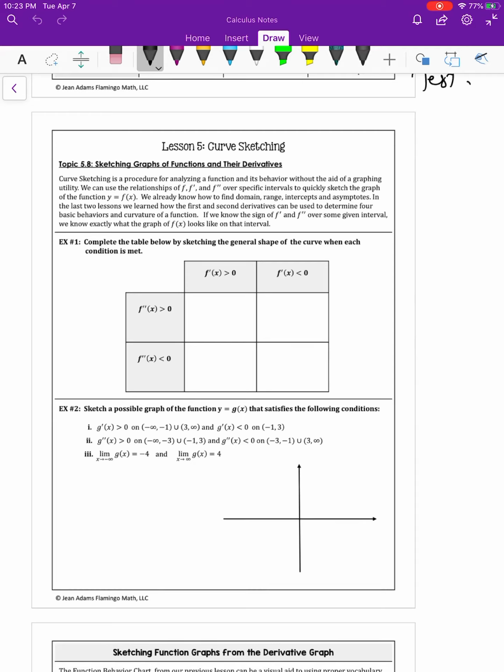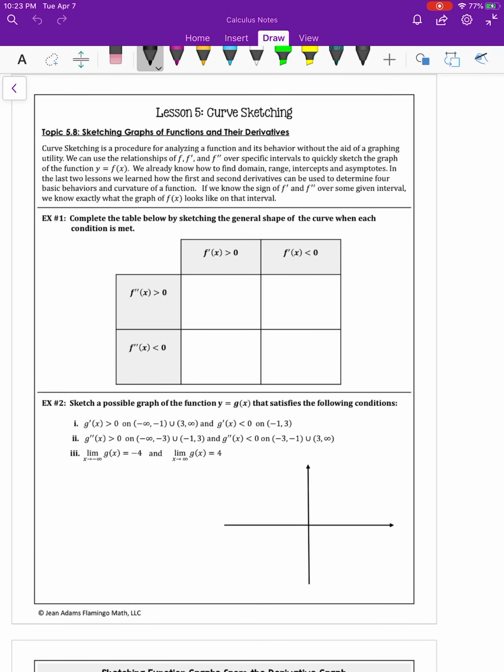Lesson 5.5, Curve Sketching. Curve sketching is a procedure for analyzing a function and its behavior without the aid of a graphing utility. We can use the relationships of f, f prime, and f double prime over specific intervals to quickly sketch the graph of the function y equals f of x.